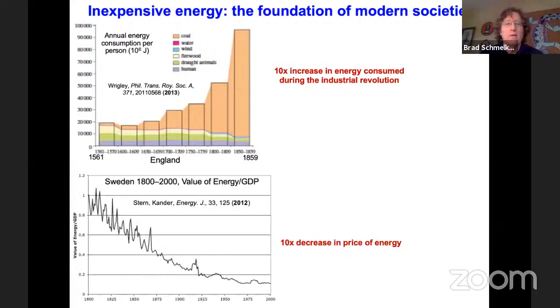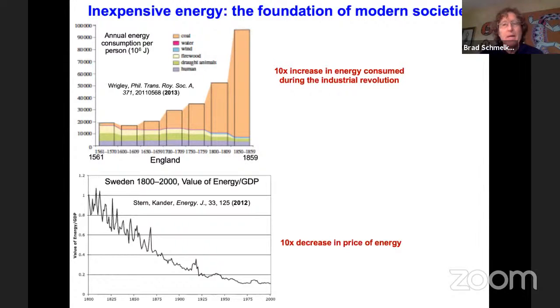At about that same time, this is from Sweden, a different country, I realize, but this is now looking beyond that, 1800 to 2000, at the value of energy per GDP of Sweden, and it's going down by a factor of 10. So you have an increase in consumption of energy coinciding with the betterment of society, coinciding with a decrease in the price of energy. That's kind of counterintuitive. You'd expect as the energy consumed goes up, the demand goes up and the price would go up. The opposite was happening.